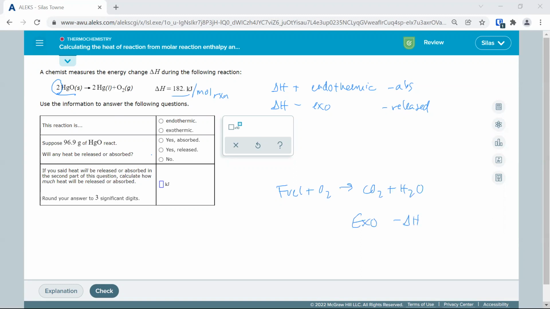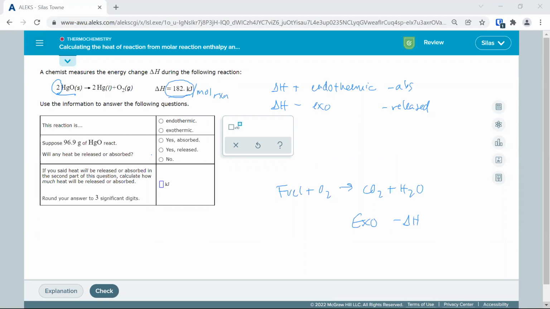And again, this is part of our stoichiometry now. For every 2 moles of mercury oxide, there's 182 kilojoules absorbed. For every 1 mole of oxygen gas, there's 182 kilojoules. And so we can write this as a conversion factor. And this is in kilojoules.